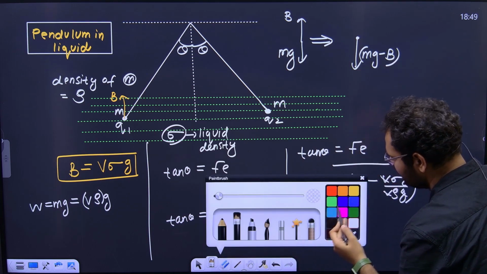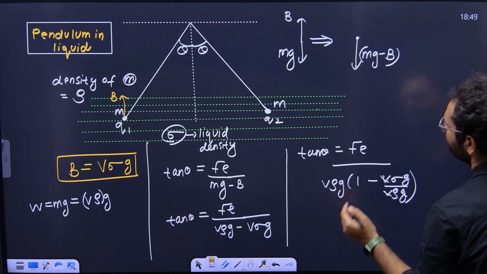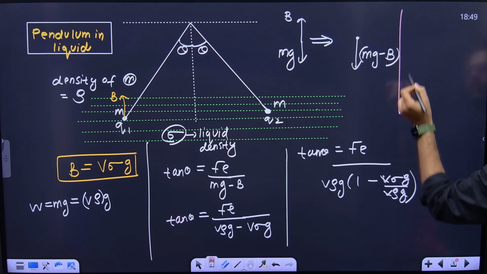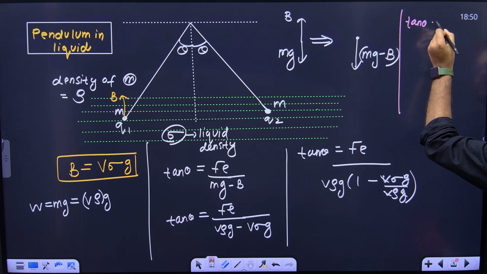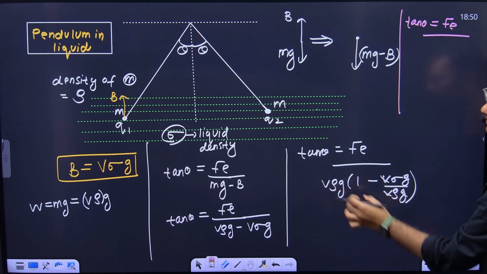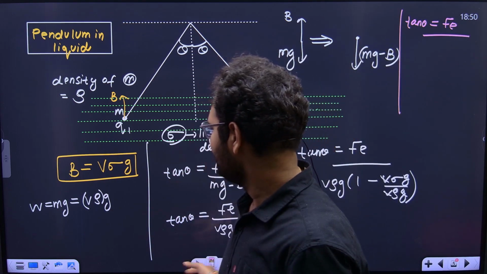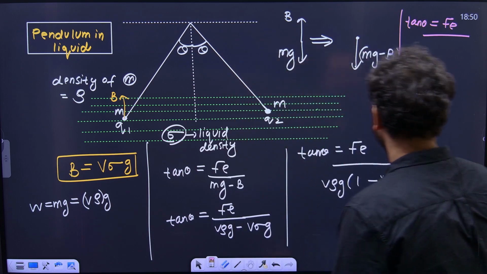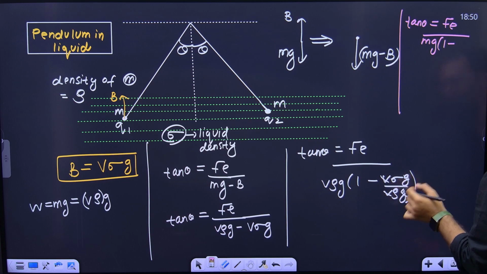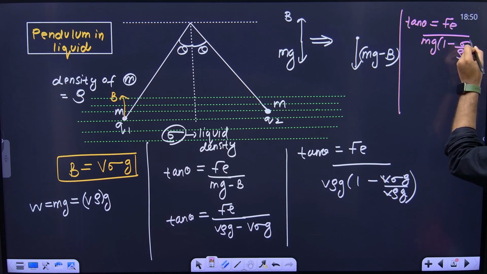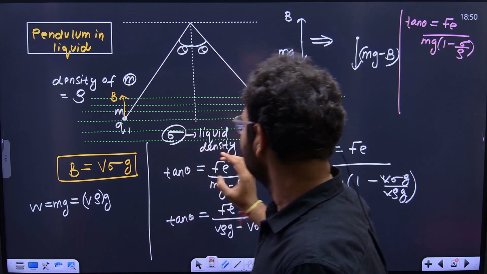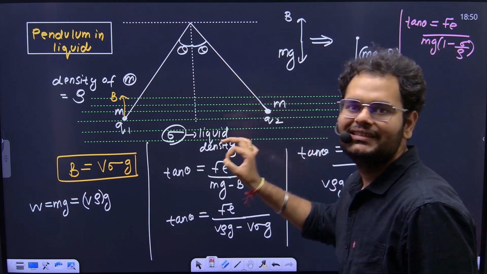Tan theta, if the formula is golden, we have to write it at the top because it is important. Okay, so here I will write the final formula. Tan theta is equal to, you tell me, this is what? Fe in division. What is V rho g? Just as I have written, V rho g is what? mg, correct? So Fe divided by mg, in brackets 1 minus sigma upon rho. This is the formula for the angle. Okay, this is how the angle changes when you dip this entire arrangement inside a liquid.